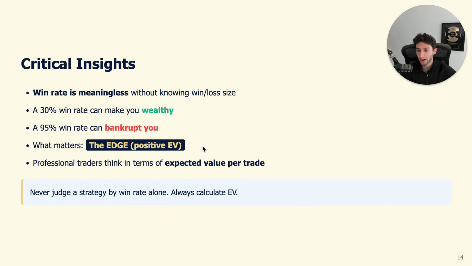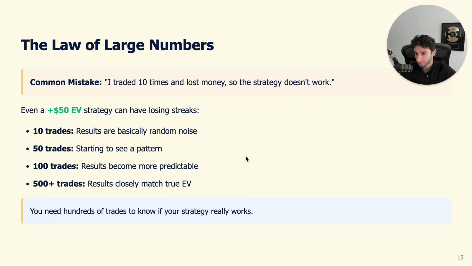Now, win rate is meaningless if you don't know that, right? Like I said, what matters most is the positive EV or the edge. You never want to judge a strategy by just that win rate alone. You always want to look at EV or expected value.